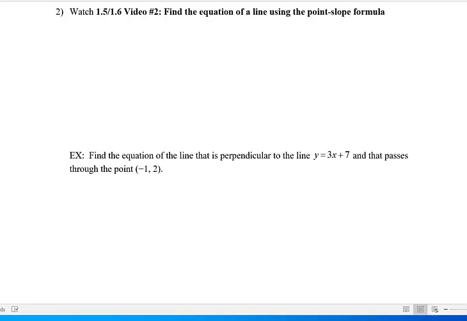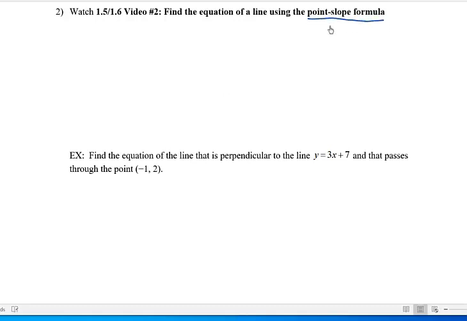This is video number 2 for sections 1.5 and 1.6, finding the equation of a line using the point slope formula. So essentially what you have in this video is a second way to find the equation of a line. I'm going to say a second optional way, because if you like the other method, the y equals mx plus b temporary plug-in method, you are welcome to just use that. You are not required to use this point slope formula unless you want to.